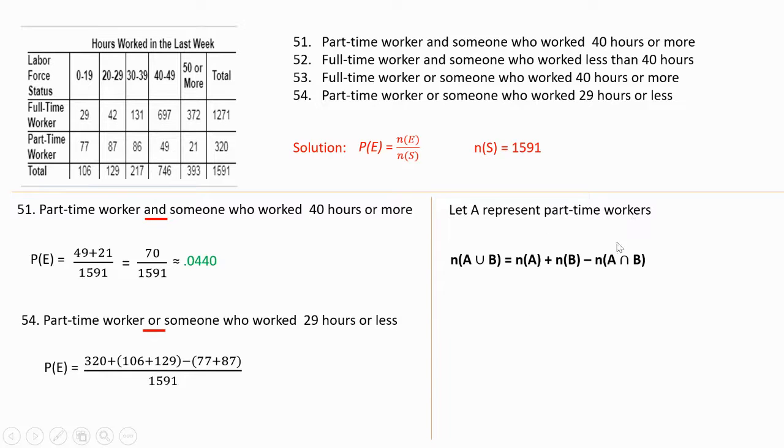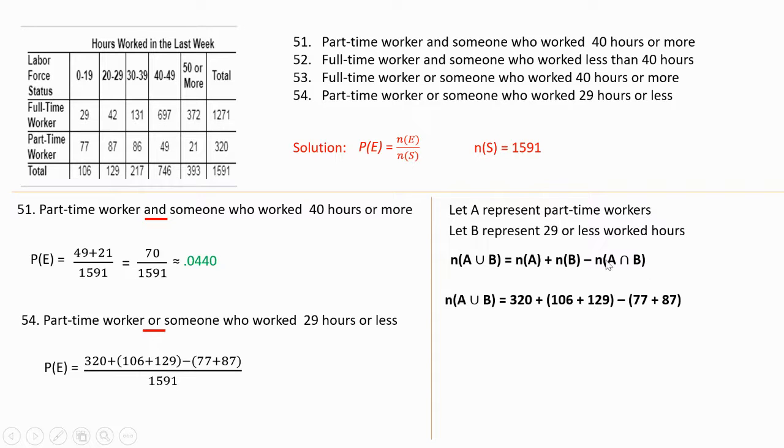So we're going to let A represent part-time workers, and B represent 20 hours or less. So part-time workers, right, are 320. The ones that work 20 hours or less is 106, right? Because 20 hours or less can be from 0 to 29 hours, which is 106 plus 129. That's my N of B, right? Which is the number of the people who work 20 hours or less.